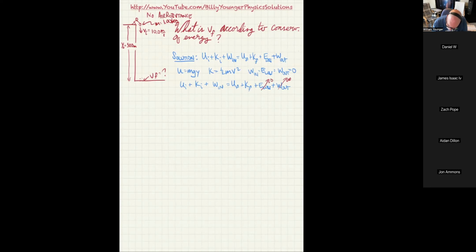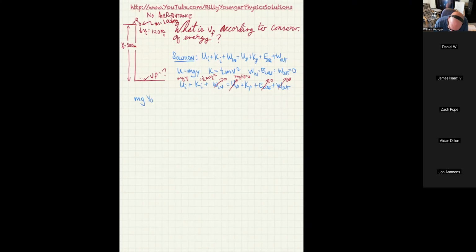That zero, the final potential energy would be mgy, so that'd be mg times zero equals zero, and work in would be zero. The initial kinetic energy is equal to 1/2 mvi squared, and the initial potential energy is mgy. So I can go ahead and fill all this stuff in. I'm going to say m times g times y0. That's the potential energy term.